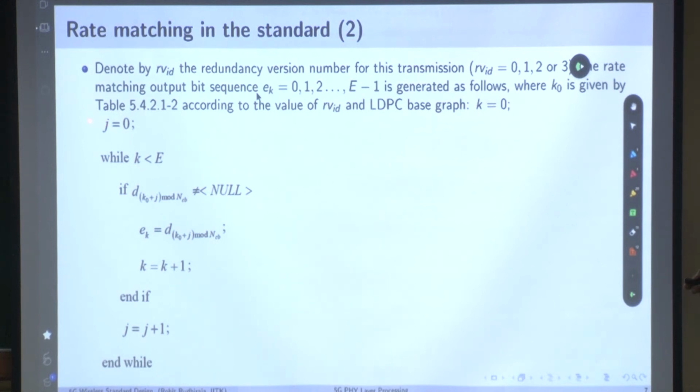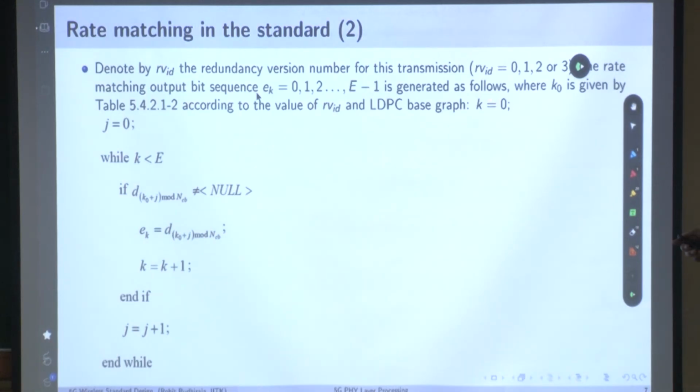What is J set to? 0. What is mod NCB? That is the circular buffering. NCB is equal to N in our case. What will this index be? D0. If D0 is not equal to null, then you make that the output, that is E0, because K is also set to 0.